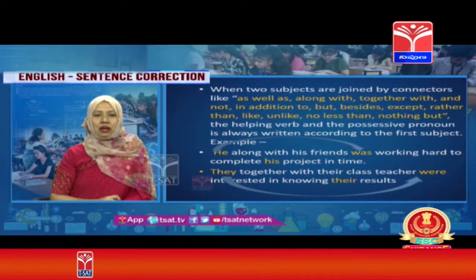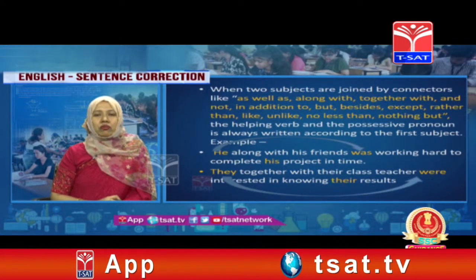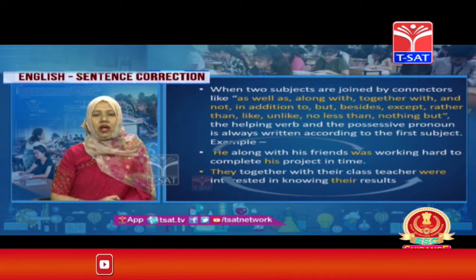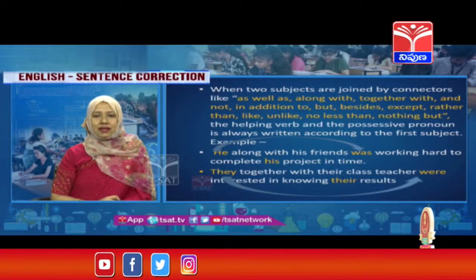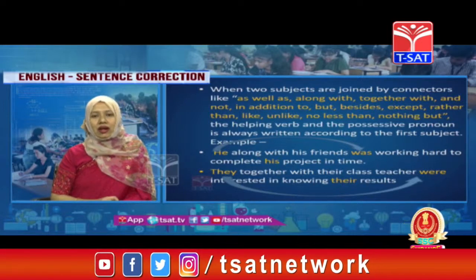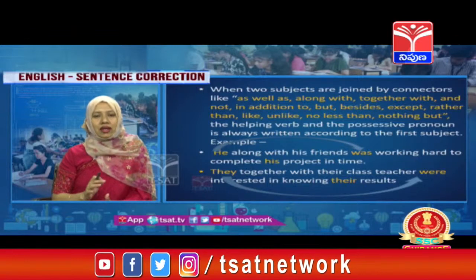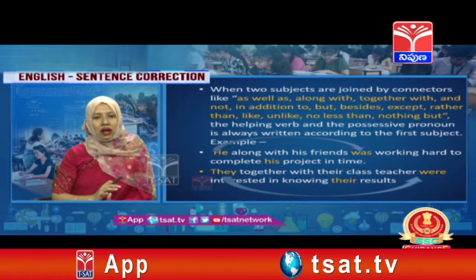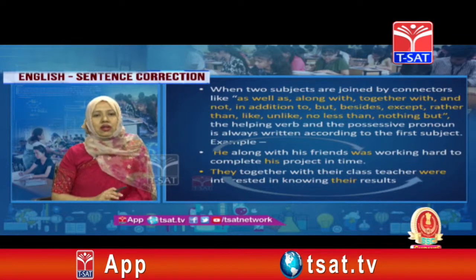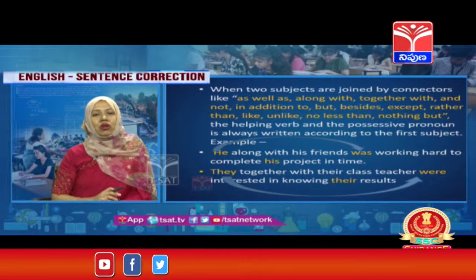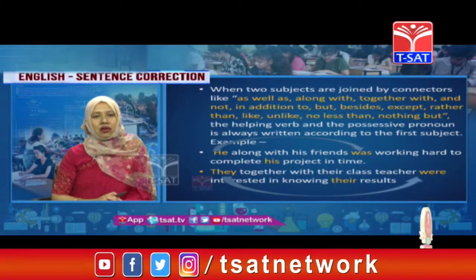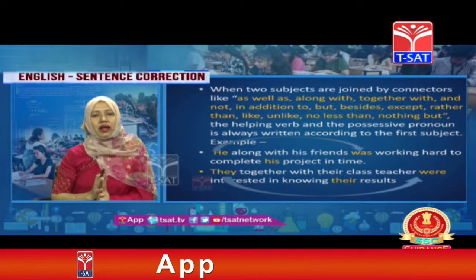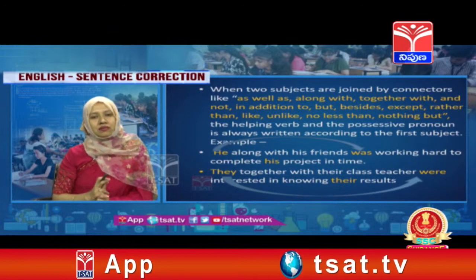Now let us look at the example. When two subjects are joined by connectors like as well as, along with, together with and not, in addition to, but, besides, except, rather than, like, unlike, no less than, or nothing but, we should always use the helping verb and the possessive pronouns according to the first subject. When two subjects are joined by connectors, connectors are joining words, linking words like as well as.